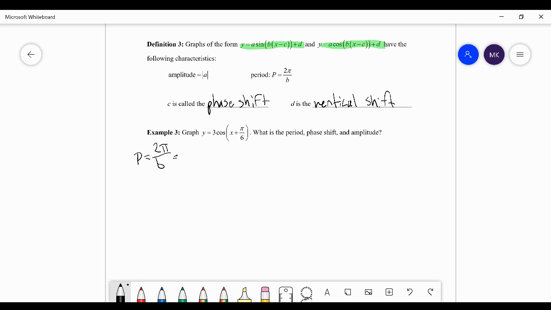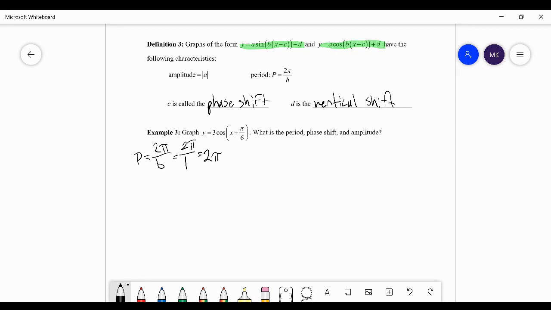Now our b value here is simply whatever the coefficient is right here. And notice there isn't one, which means it's a 1. So it's just 2 pi over 1, which is just 2 pi. So our period is just 2 pi. Easy enough. Now, phase shift, there's a couple ways you can talk about that.